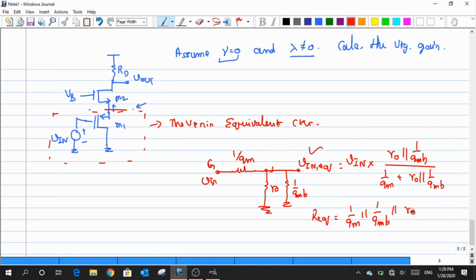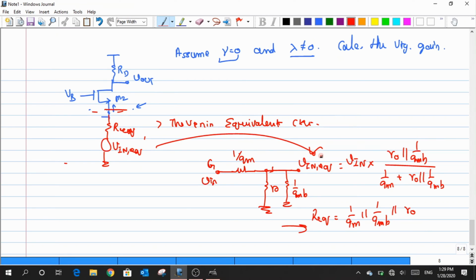Okay, so what I can do is that I can just replace the bottom structure with a resistance R equivalent whose value is defined here, and the value of V in equivalent whose value is defined here. Okay, and we have already discussed the gain expression for this. So utilize that and try to extract the gain expression of it.